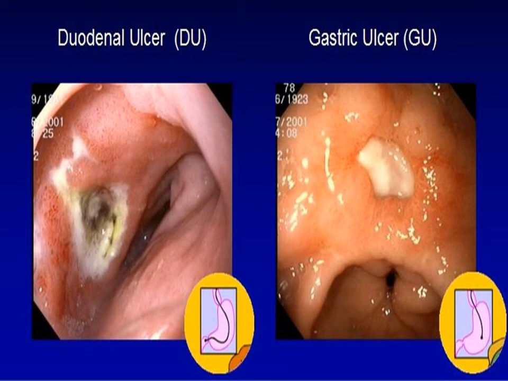So these are the pictures of endoscopic views of gastric and duodenal peptic ulcers. Clean base, white colored base, and sharply punched out lesion, with no overhanging or heaped up margins, which are seen in case of cancer.